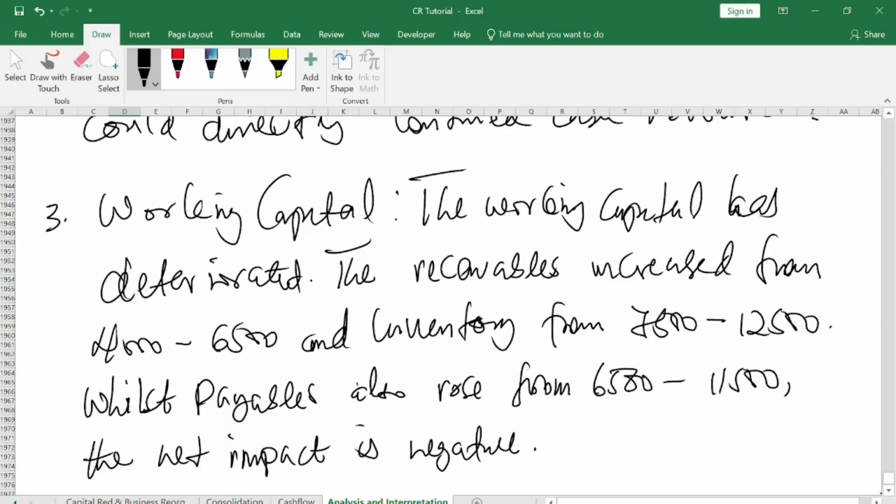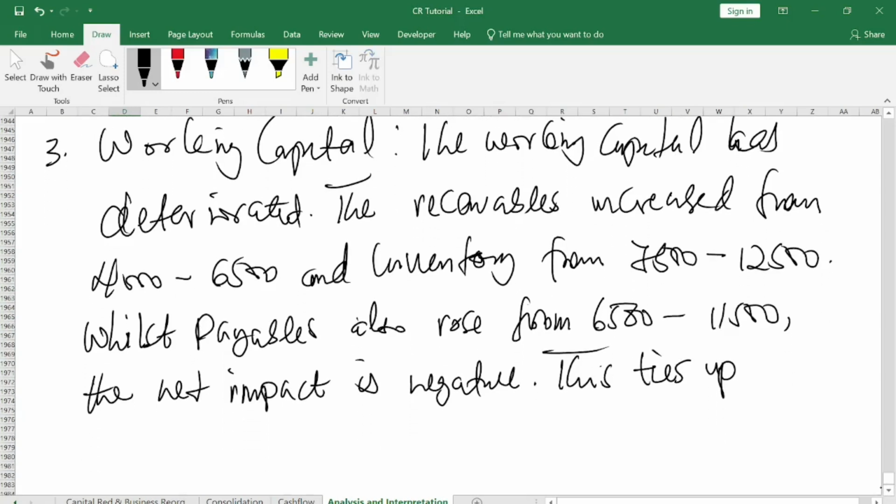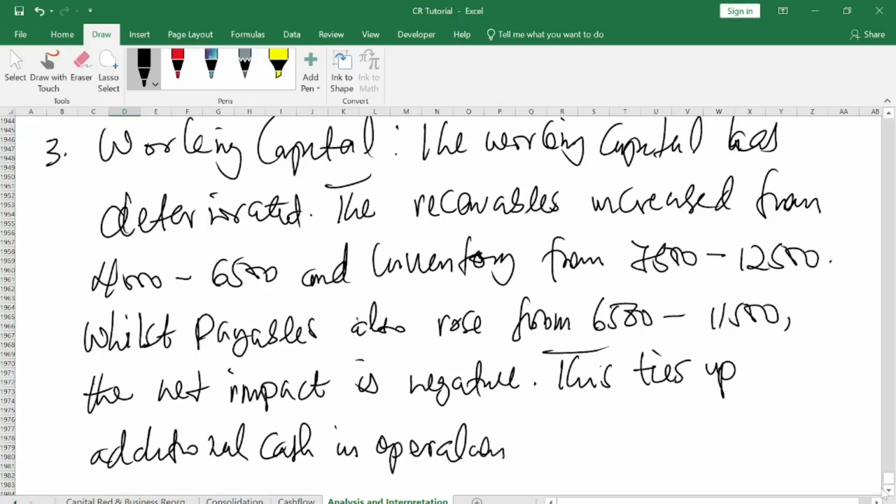So this ties up additional cash in operation. So when you look at the statement of financial position, anything that affects the cash, then you talk about it. So that is it about this very question.